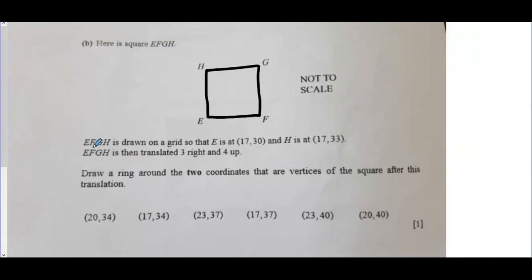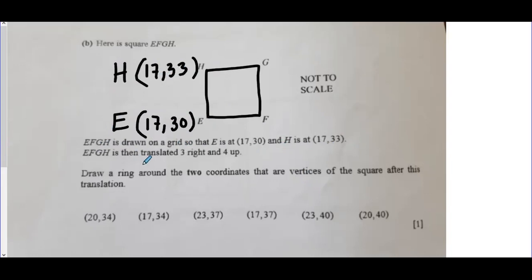So here is a square. Now, EFGH is drawn on a grid. Grid means something like a graph paper. So EFGH is drawn on a grid so that E is at (1, 30), meaning that the coordinates of E are (1, 30). So this is E, and H is (1, 33). This is H. Okay.